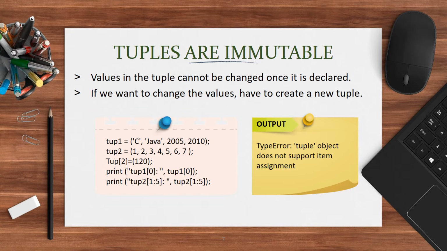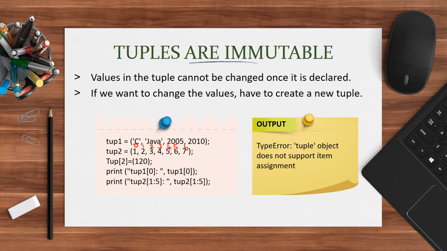Here I have two tuples. So in the tuple 2, what I am going to do is change the value at index 2. What is the index value of 2? It will be 0, here it is 1, this one is 1, 2, and this one is 3 and 4. This is 5, and this one is 6.